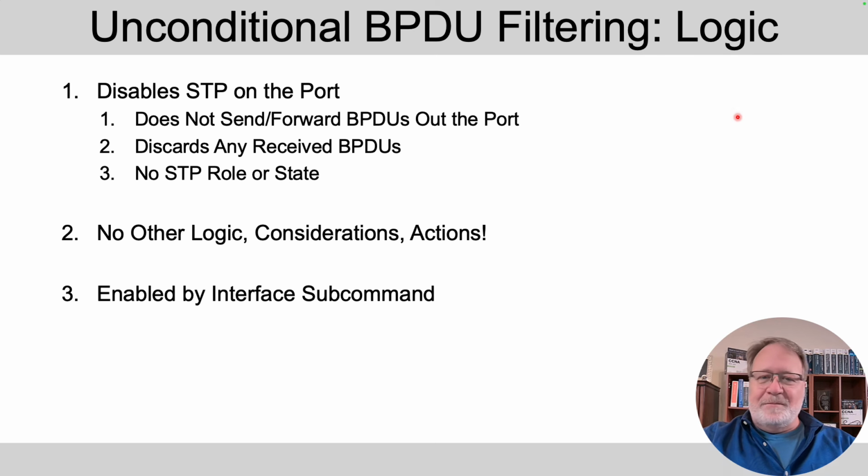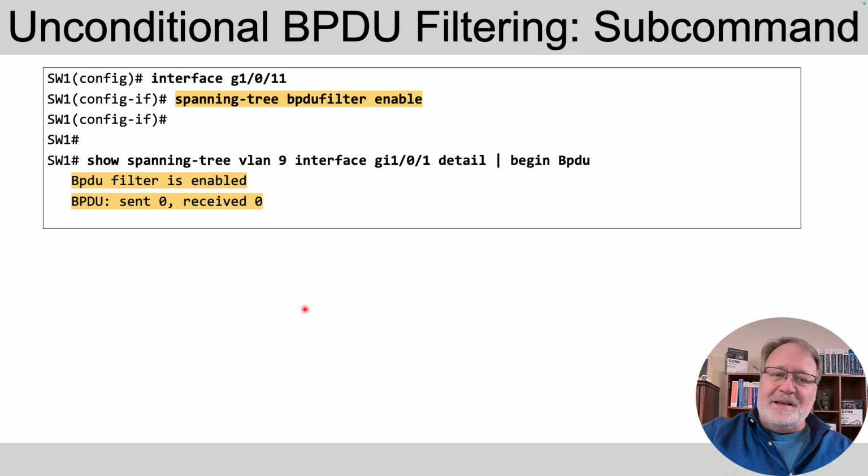So to sum up the logic, it disables spanning tree on the port. We don't send hellos out the port. We discard any received hellos. There's no role or state for spanning tree. It's just off. There's no other logic to apply there, and it's enabled by an interface subcommand. So what's that subcommand look like? You get into interface config mode, spanning-tree bpdufilter enable, and now you've enabled this unconditional BPDU filter, aka you've disabled spanning tree on the interface. This show command mentions that BPDU filter is enabled, as you see there.